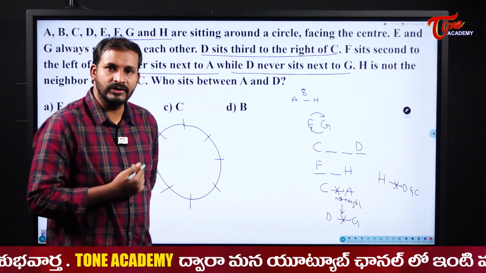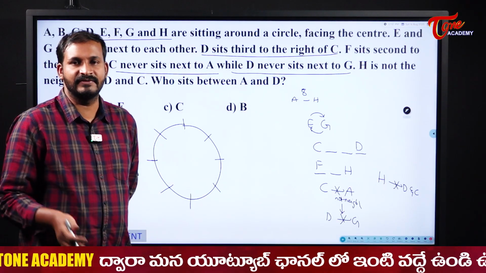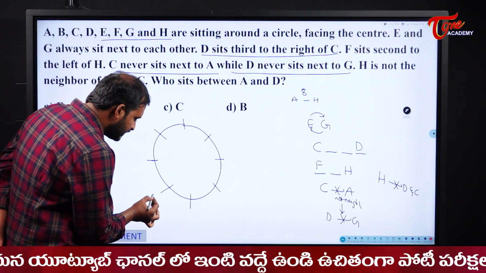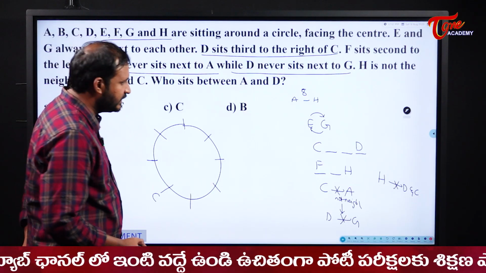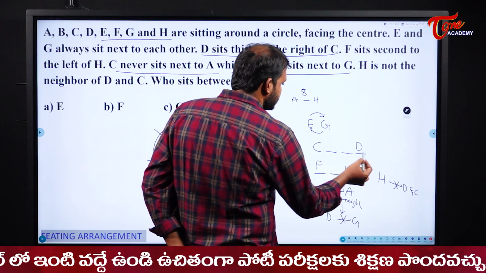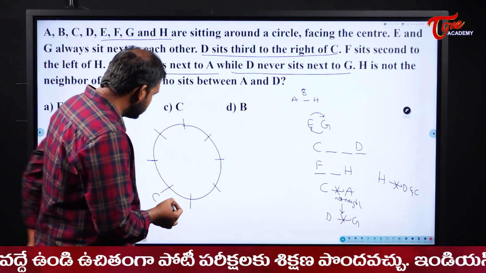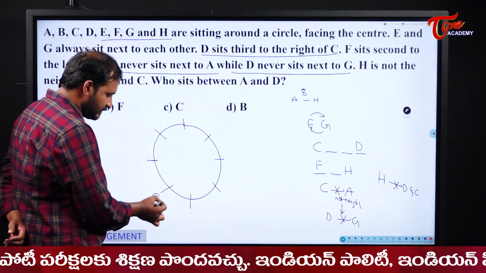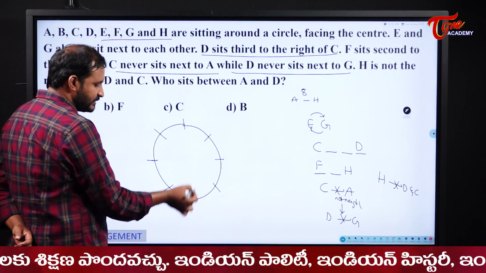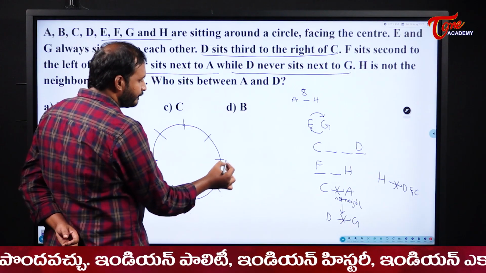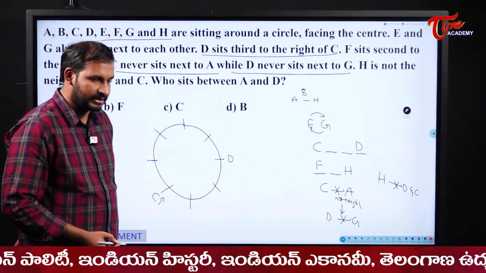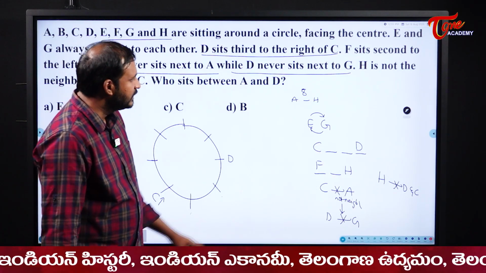So I told you, right, in a circular arrangement we can start from any person. So for the time being I will assume C is here. For C, third to the right, who should I have? D, right? So third right means 1, 2, 3. Why? Because they are facing the center, so the right side means this one. Third right, who is sitting? D is sitting.